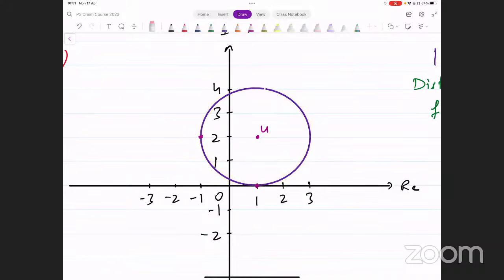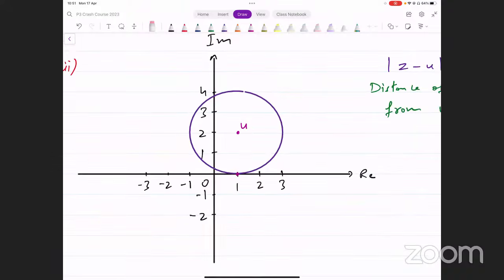Now let's try to understand this. How do you calculate, how do you measure argument? Argument is measured from the positive x-axis, right? We have done this before. Argument is measured from the positive x-axis.